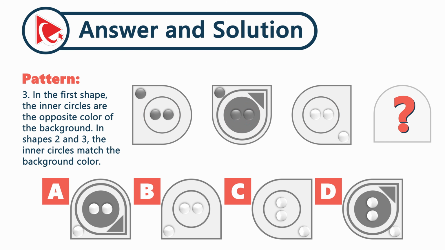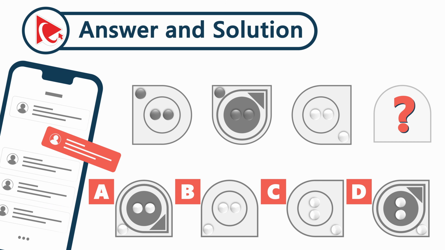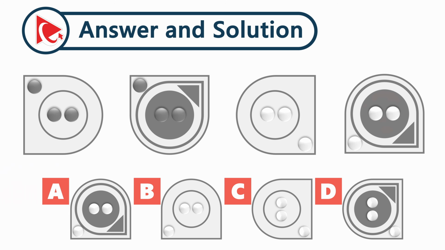And then the last pattern is related to the circular dot, which also exists in every shape. The small circular dot is dark in the first two shapes, and then becomes light in shapes 3 and 4. Did you detect all 4 patterns? I truly hope you did, because the correct answer here is choice A.